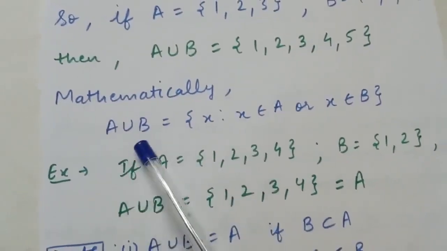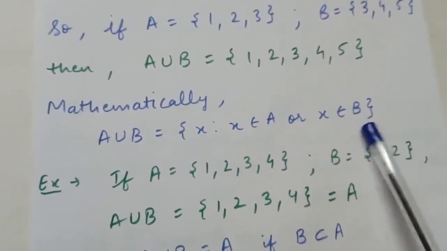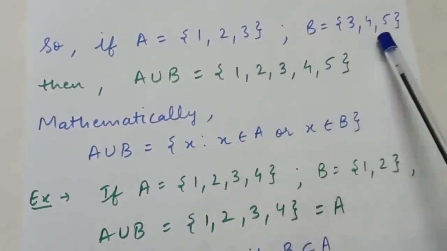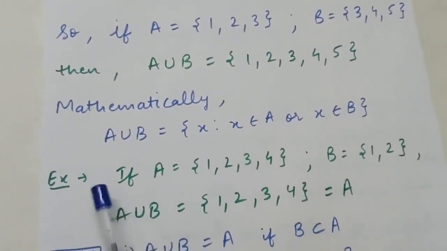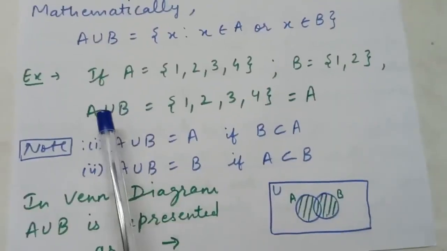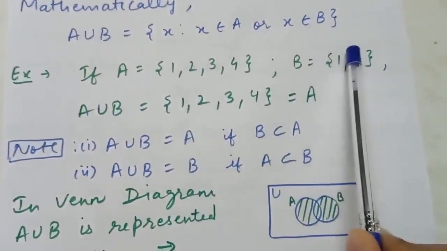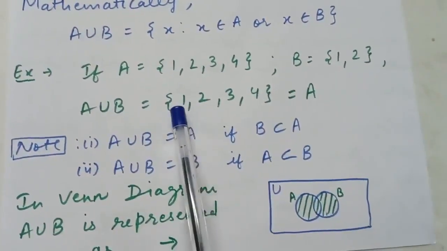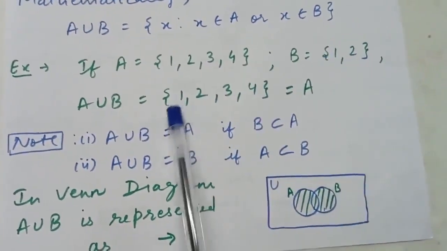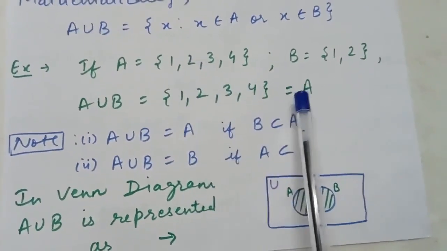Mathematically, we say that A union B is the set of all x such that x belongs to A or x belongs to B. x is any element which either belongs to A or belongs to B. Let us take one more example. If A is the set {1, 2, 3, 4} and B is the set {1, 2}, then A union B will contain the elements of set A and set B. So A union B here will be 1, 2, 3, 4, the elements of A, and then the elements of B, which are 1, 2, which are already present. So A union B is nothing but the set A.